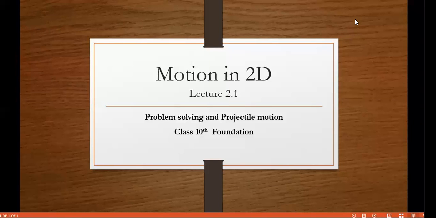So in this class, we'll talk about some more problems in projectile motion and whatever we have studied in motion 1D in our class 9. Okay, we will practice some more problems involving vectors and differentiation. So this is the application of vectors and differentiation. I hope all of you remember vectors and differentiation.